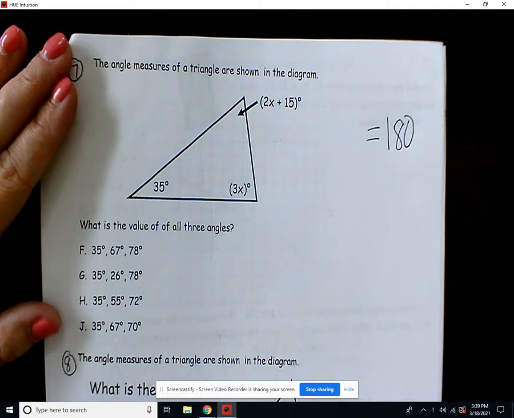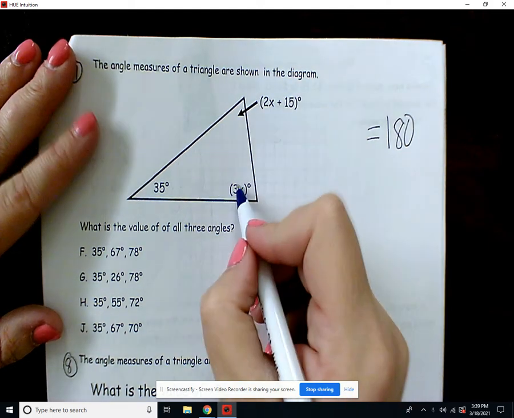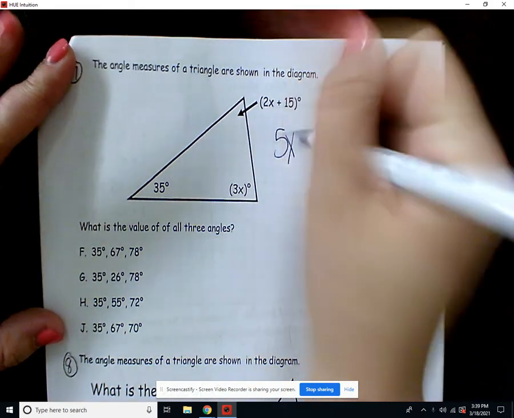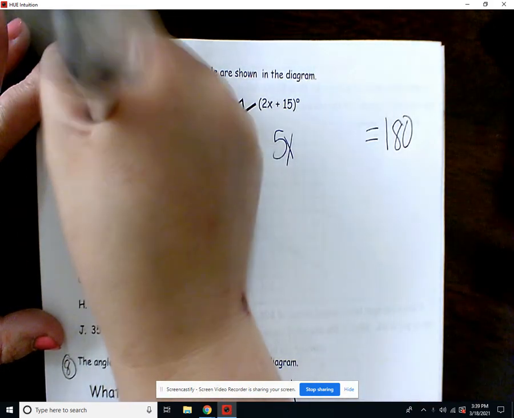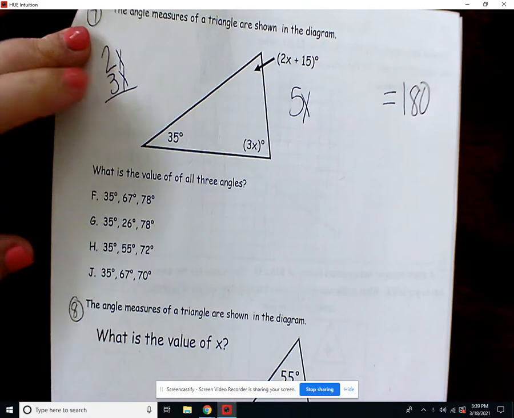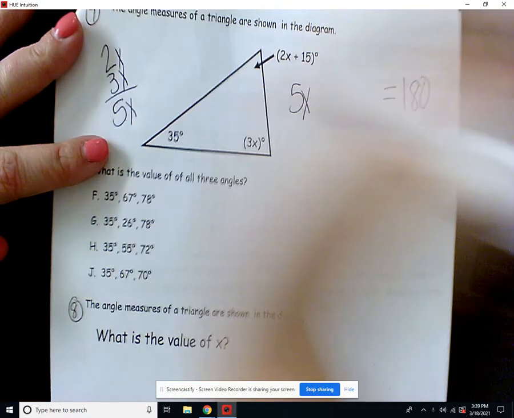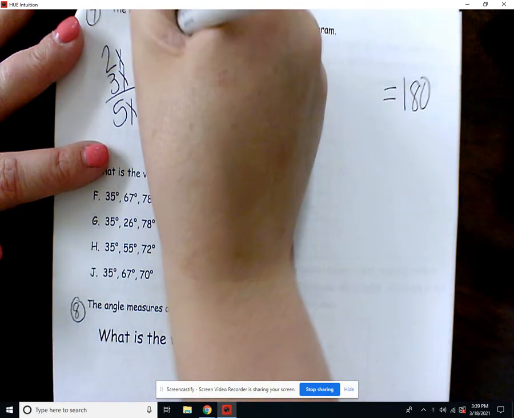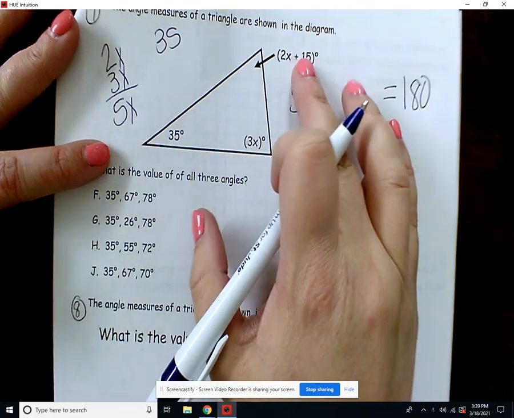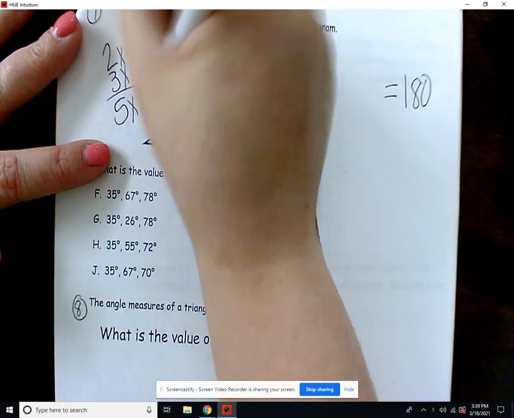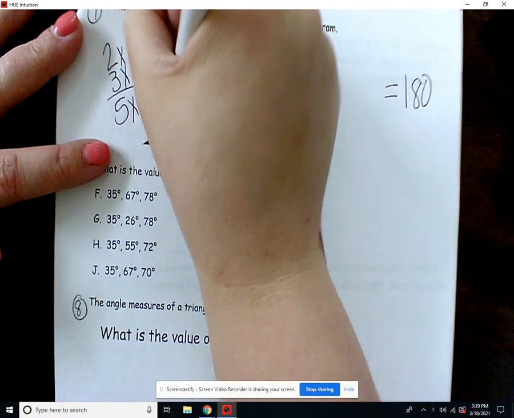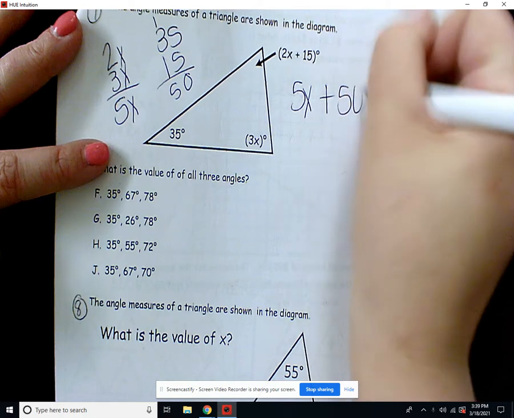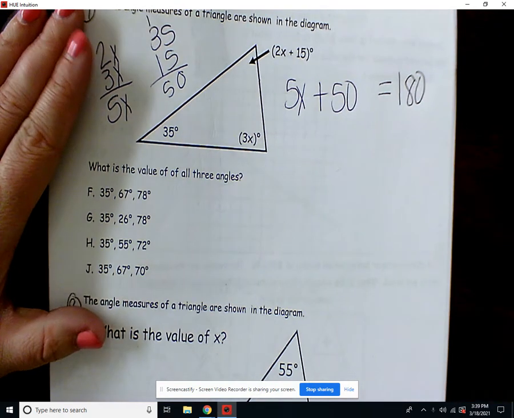We're going to add our x's. We have 2x, 3x, which makes 5x. So all we did was take the numbers in front, add them, and that's where 5x came from. Then we're going to add our numbers. We have 35 by itself and then 15 up here. We're going to add them because they're both positive, which is 50. And then we're going to solve the equation to find each angle.